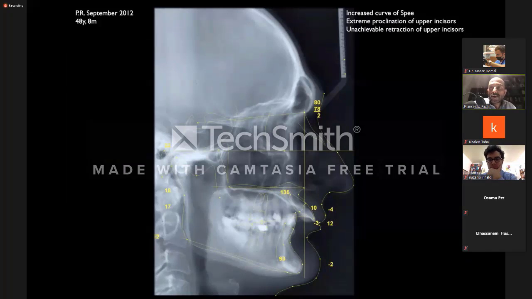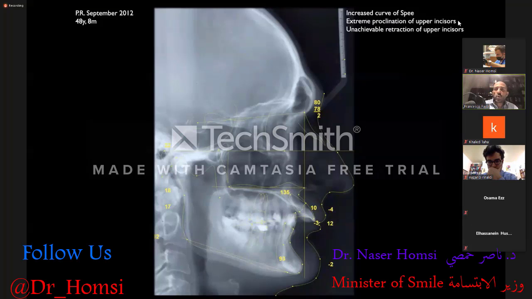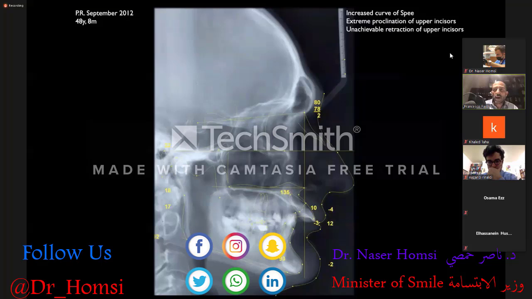We can see an increased curve of Spee, an extreme proclination of the upper incisors, and a very hard to achieve retraction of the upper incisors. Why? Because the lower incisors are severely extruded, and this is a consequence of the very deep curve of Spee. The upper incisors cannot retract because they would hit the lower incisors, and this would generate a severe trauma. So the first step in this case was to intrude the lower incisors.